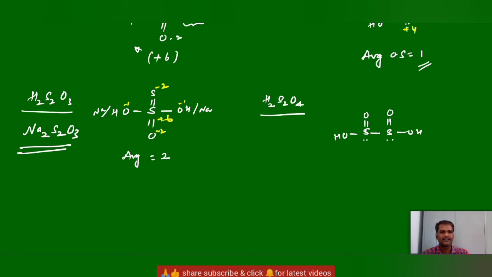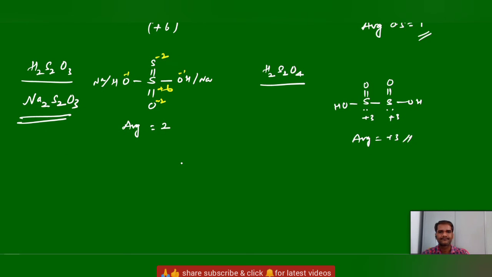Oxidation states, if you see, this sulfur has oxidation state +3, and this sulfur also +3. Now the two sulfurs have the same oxidation state, but in the previous case the two sulfurs carried different oxidation states. So you may expect this type of question also: which compound has different oxidation states of sulfur, or which oxy acid has the same oxidation state for the sulfurs. If you take the average also, you will get +3, 6 by 2. So average oxidation state and individual oxidation states are both the same. This is dithionous acid.